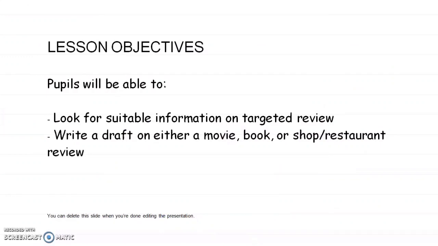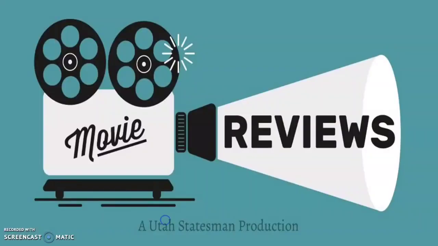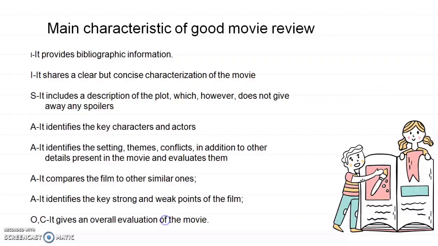In this lesson, pupils will be able to look for suitable information on targeted review, which I already asked you to do. You are supposed to look for information on either a movie, book, or shop or restaurant. Second, write a draft on either a movie, book, or shop or restaurant review. Okay, the first one, let's go to movie reviews.